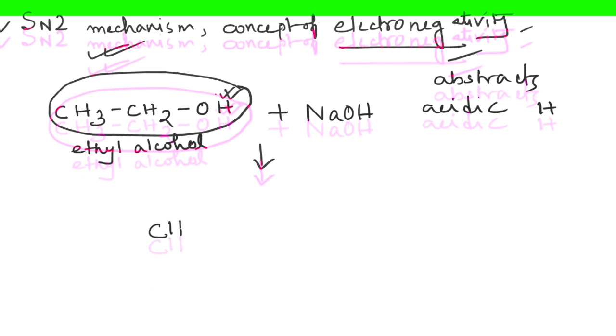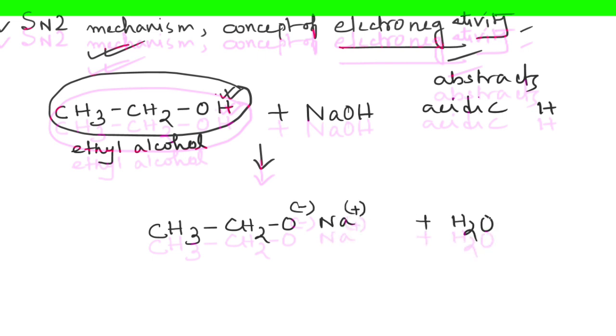what will happen? The NaOH molecule will abstract the H plus ion from the ethyl alcohol molecule and produce CH3CH2O minus and Na plus. With that we will obtain H2O as a side product. Clear? Clearly understand the reaction.